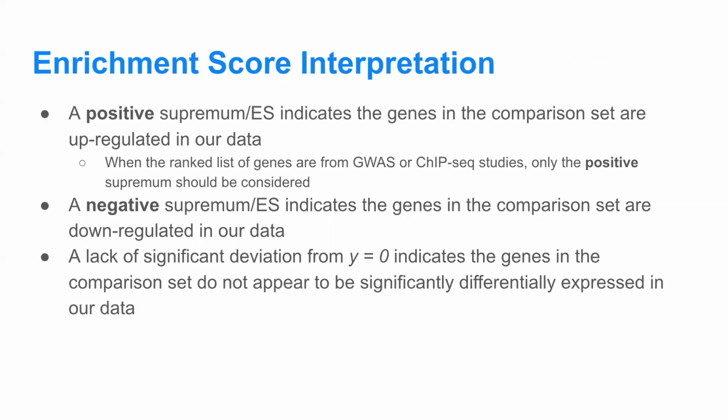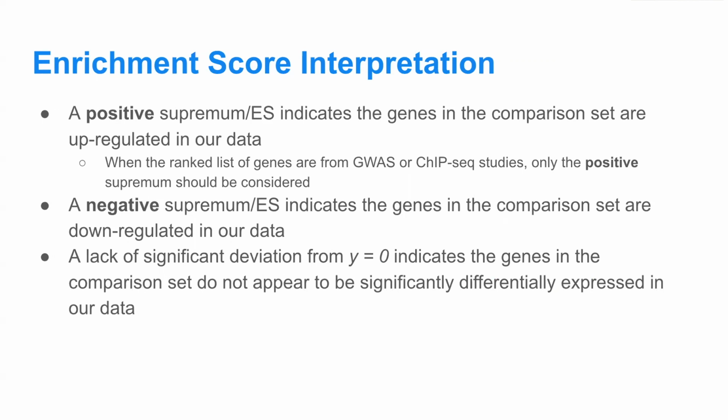And in general, if you get a positive supremum or enrichment score, this indicates that the genes in the comparison set tend to be upregulated in your data. When the ranked list of genes that you're looking at, so the input list that you've generated, is from a GWAS or ChIP-seq study, note that you really only care about the positive supremum because you're only looking for genes that are associated with either the trait or the transcription factor that you were looking at.